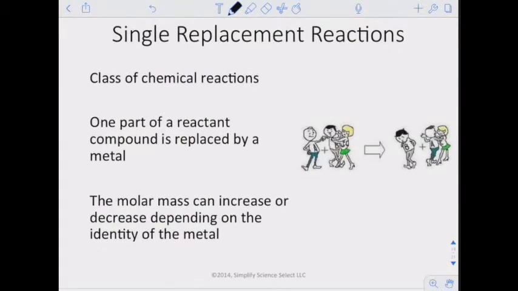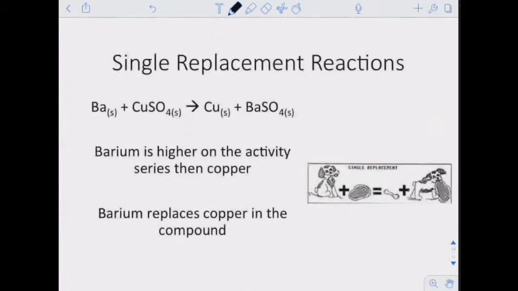So, single replacement reactions. It is a class of chemical reaction. One part of a reactant is replaced by a metal, and the molar mass can increase or decrease depending on the identity of that metal. Now, we're looking at one here. We have barium reacting with our copper 2 sulfate, and since barium is more reactive, it replaces that copper and creates barium sulfate, because barium is higher on the activity series than copper, so that barium replaces it.